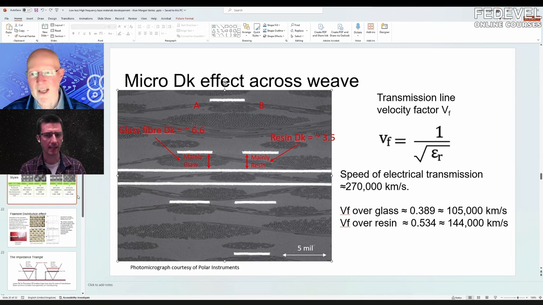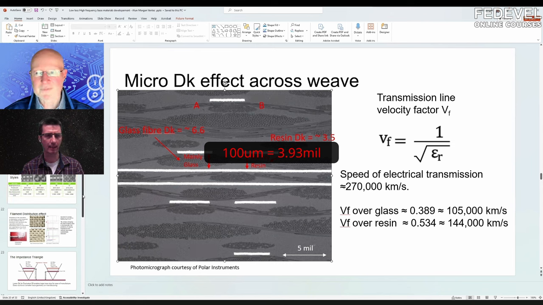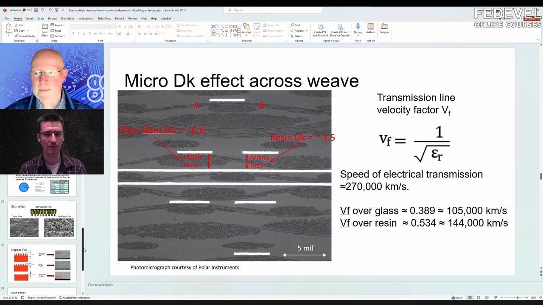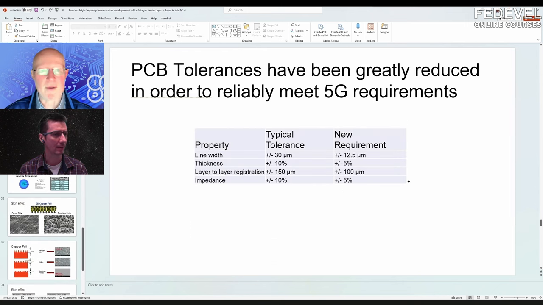So 100 micrometers is actually quite a lot. In your table, I think it was plus or minus 100 micrometers, 150, I think. Yes, 150 micrometers. Because sometimes you may have a track like 75 micrometers. If the registration is plus or minus 150, that's like, what? That's over the whole board. So I'm talking about the whole board. Over the whole panel, so not just on the individual. Yeah, you're right.